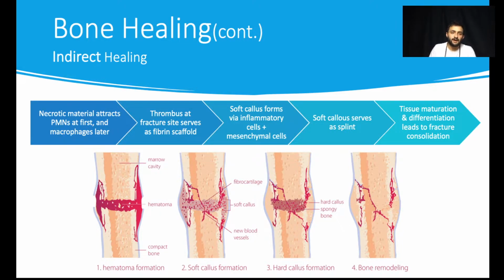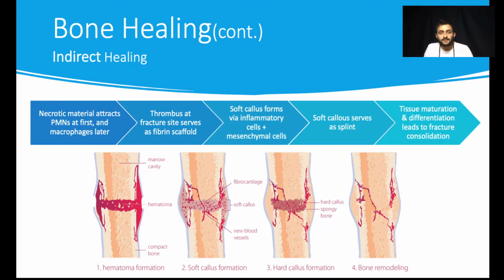So, at first, we have necrotic material. It's attracting the polymorphonuclear cells or leukocytes at first and then macrophages later. And when we think about polymorphonuclear leukocytes, we're thinking of neutrophils, basophils, and eosinophils. So then we have thrombus. The thrombus at the fracture site starts to serve as a fibrin scaffold. A soft callus starts to form via inflammatory cells and mesenchymal cells. And when we're talking about the mesenchymal cells here, these are pluripotential mesenchymal cells. And their deposits are going to start to fill up that interfragmentary gap.